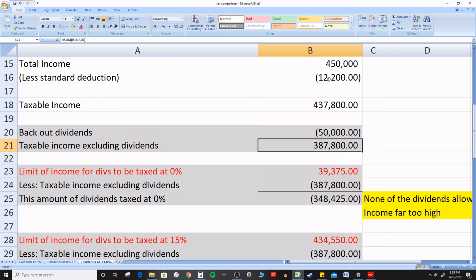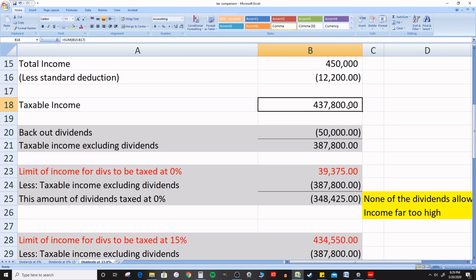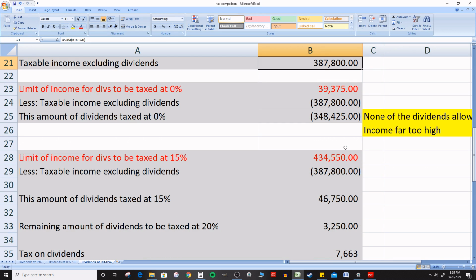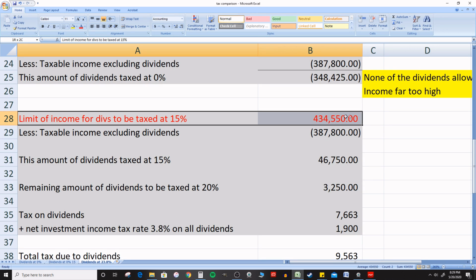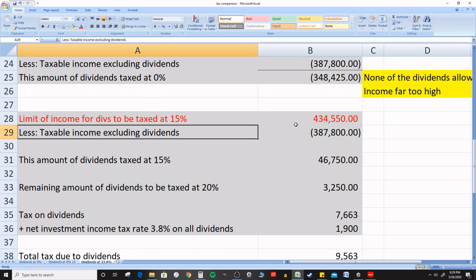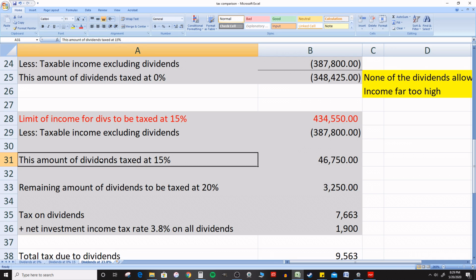Okay, so we know our total taxable income. Our total taxable income was $437,800. We back out the $50,000 in dividends. That leaves us with $387,800 in taxable income that is not from dividends, okay? So what we do is we go down to this limit now of $434,550. We're going to subtract the taxable income excluding dividends. That means $46,750 of our dividends are now taxed at 15%.